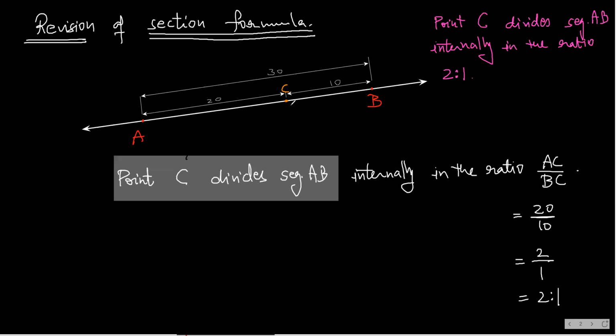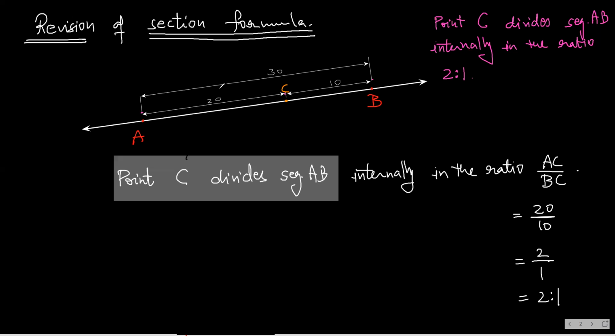It clearly indicates that I may not have the actual length. Here I have the distance between A and C and the distance between C and B, so I have the actual length. But when I'm given such a statement, I may not have the actual length. What I know is that C is dividing AB in the ratio 2 is to 1.